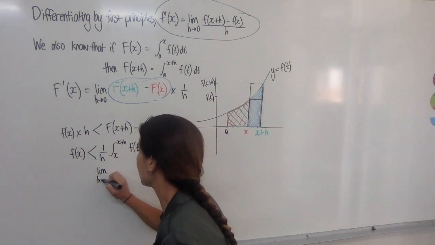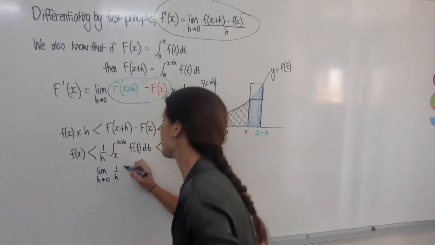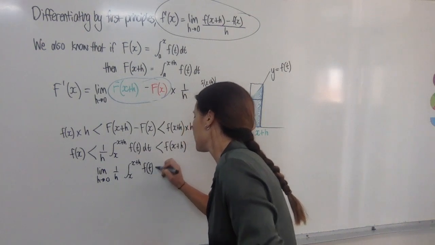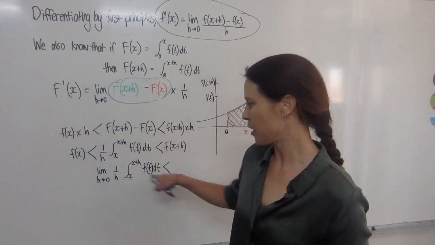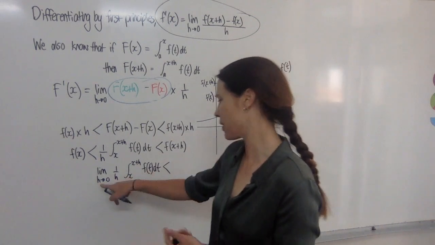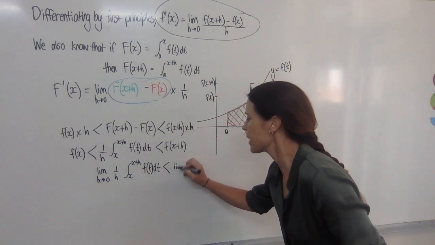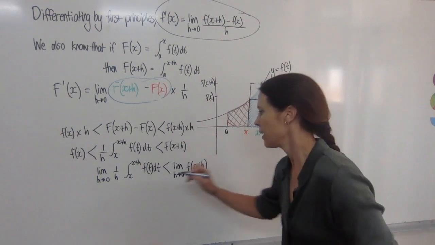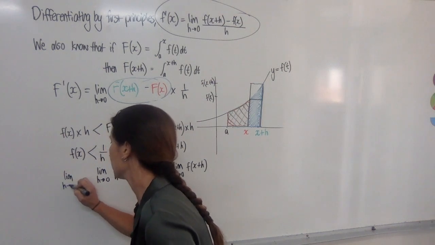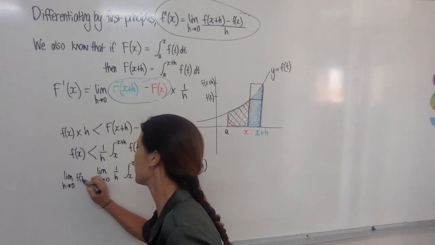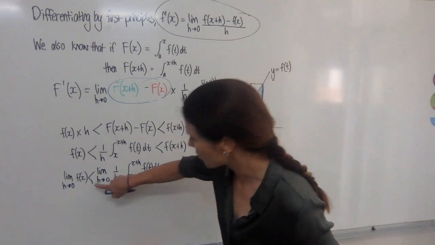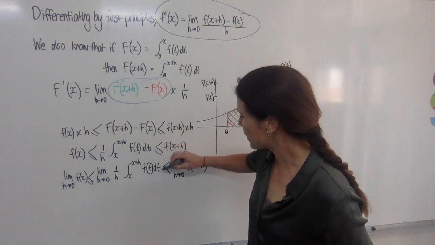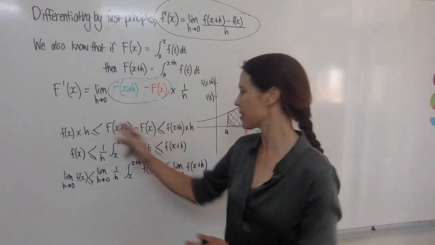So how about we go ahead and do that? Let's take the limit as h approaches 0 of 1 over h and our area from x to x plus h, f of t dt. Now, if I've taken the limit as h approaches 0 in this part, I need to take the limit over here and over here. So I've taken the limit as h approaches 0 of everything there. And in fact, I should have equal signs here as well. I know it needs to be greater than or less than or equal to.